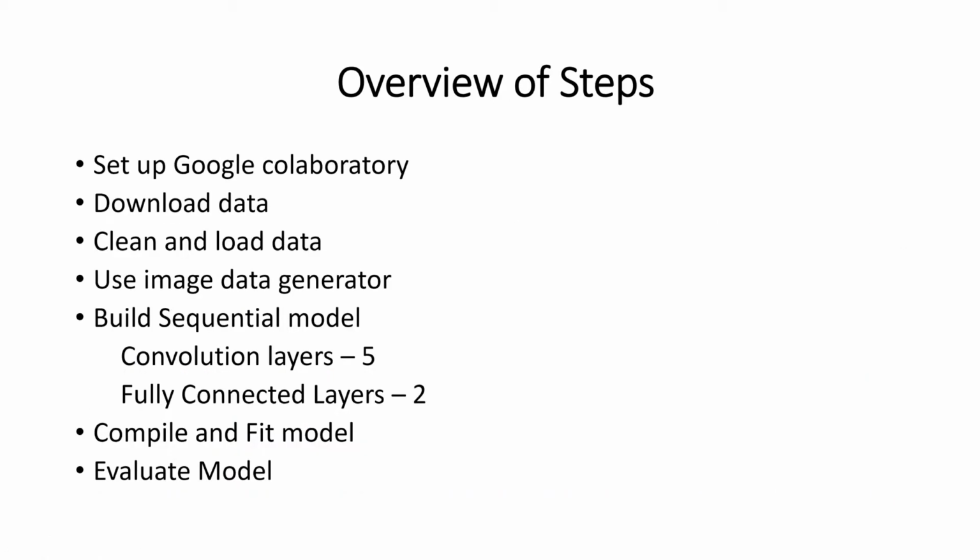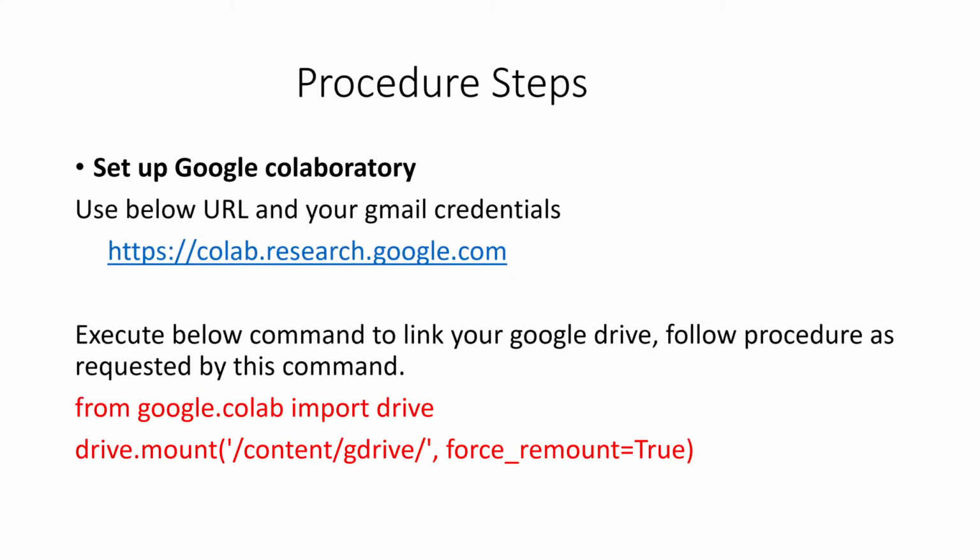And this is an overview of the steps. Set up Google Collaboratory, download the data, clean and load the data, use image data generator, sequential model, convolutional layers, and fully connected layers, compile, fit model, evaluate. And this is the Google Collaboratory. It's very easy. We just need to follow the instructions from this URL, and we can connect or mount our G drive to it, and I was really impressed with this.